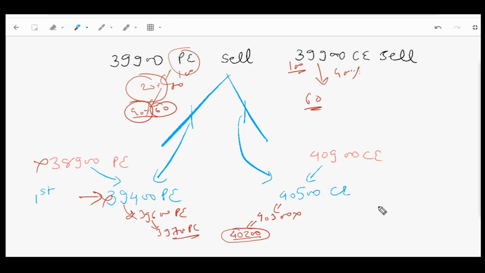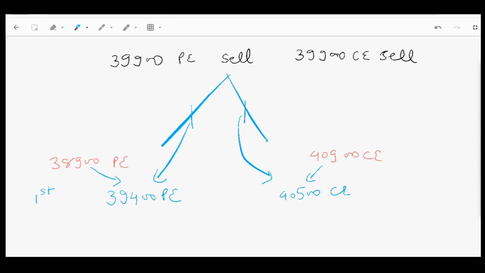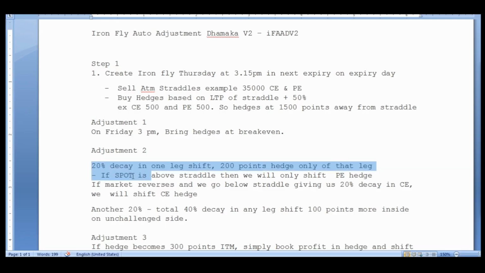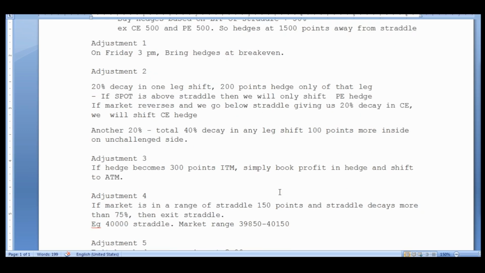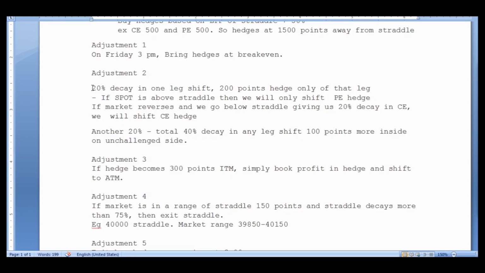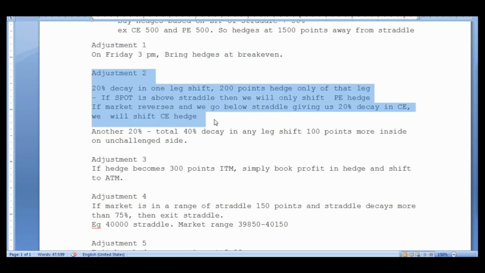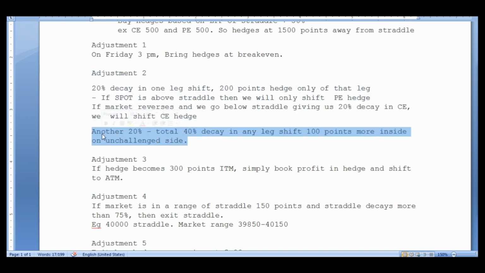These are the adjustments which you guys already know, I guess, if you have already gone through this document. So this is basically that, nothing much complicated. You guys can do this manually also if you want. These were the two adjustments basically. One is when we want to bring our hedges to break-even. Another is whenever there is a decay in points, like a 20% decay or 40% decay in any individual call or put, then how we bring hedges inside, right?